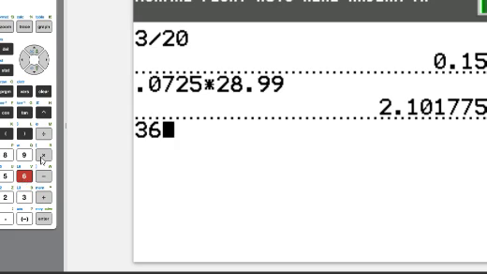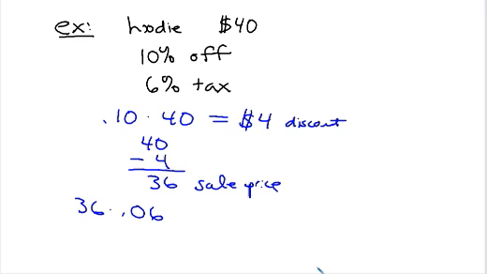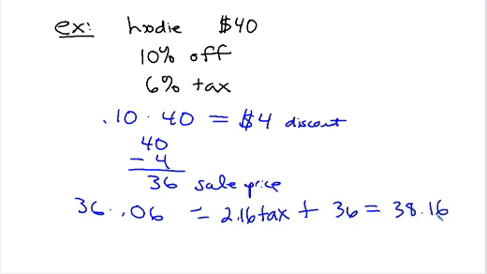36 times 0.06 will give us the tax on the shirt, $2.16. That's the tax. Now we need to add that to the sale price of 36, and the final price is $38.16. All right, and that should get you rolling on your assignment for tonight, working with percents.